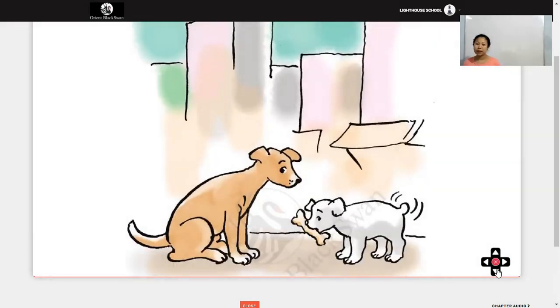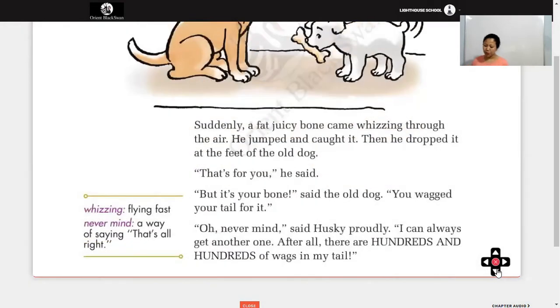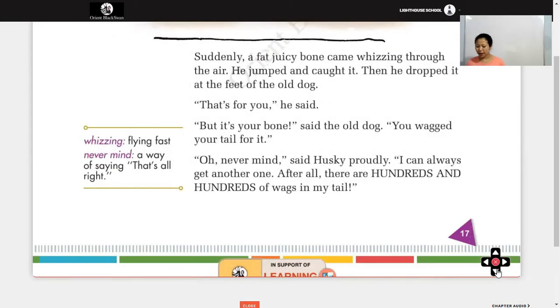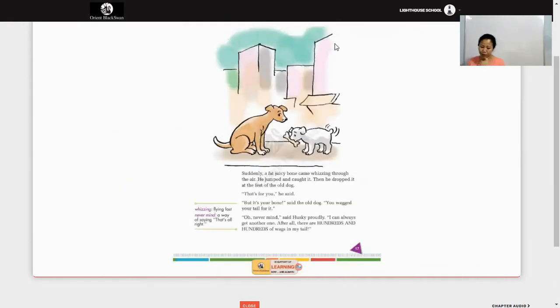Then he dropped it at the feet of the old dog. And he said, "This juicy bone is for you," to the old dog. But what did the old dog say? The old dog said that this bone is yours because you wagged your tail for it. So finally, Husky proudly said that I can always get another one. After all, there are hundreds and hundreds of wags in my tail. This is the story of Hundreds and Hundreds of Wags by Shantini Govindan.